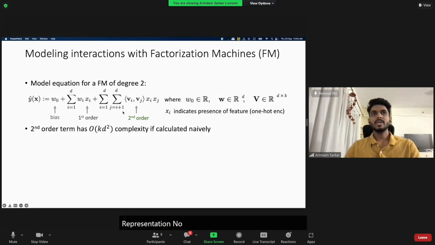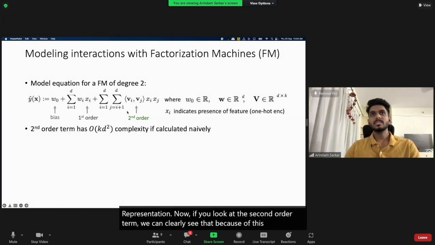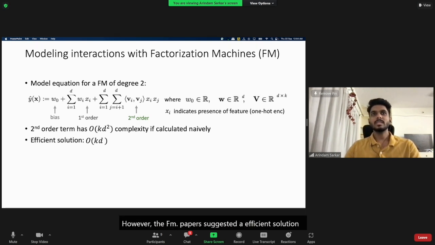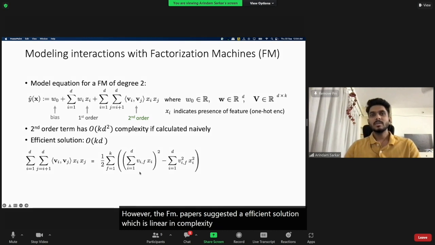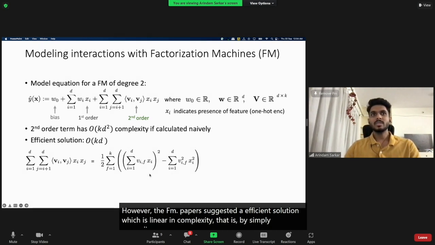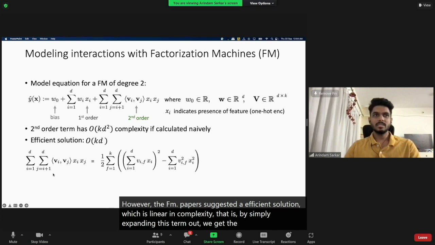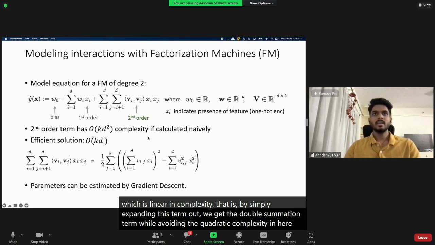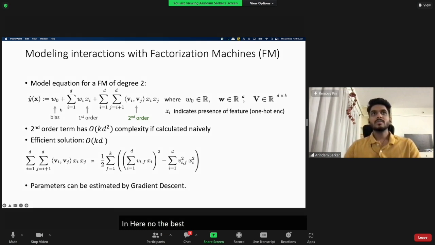Now, if we look at the second order term, we can clearly see that because of this nested summation structure, it has a quadratic complexity. However, the FM paper suggested an efficient solution which is linear in complexity. That is, by simply expanding this term out, we get the double summation term while avoiding the quadratic complexity. Now the parameters of the model, for example the w's and the v_i's, can be estimated by gradient descent.